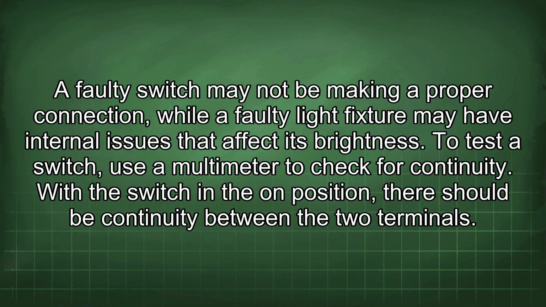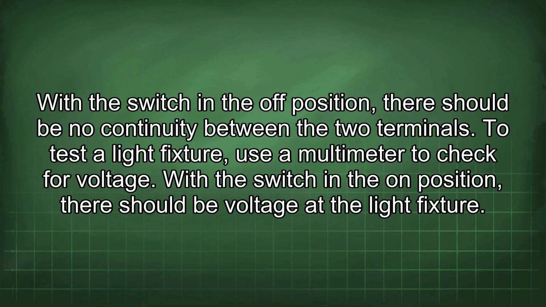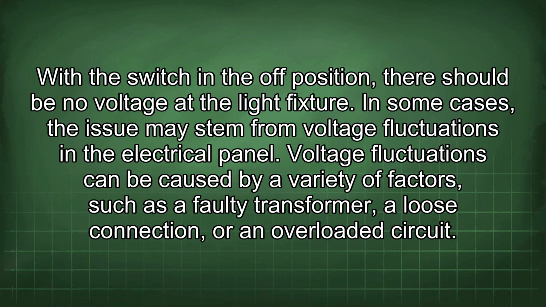To test a switch, use a multimeter to check for continuity. With the switch in the on position, there should be continuity between the two terminals. With the switch in the off position, there should be no continuity between the two terminals. To test a light fixture, use a multimeter to check for voltage. With the switch in the on position, there should be voltage at the light fixture. With the switch in the off position, there should be no voltage at the light fixture.